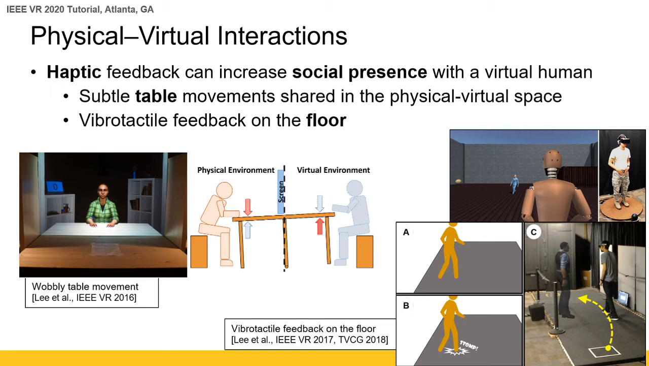And we also found vibrotactile feedback could improve the sense of social presence with the virtual human, both in virtual reality and augmented reality. In these settings, the users could feel the virtual human's footsteps through the vibrotactile feedback on the floor. And with this feedback, they tended to avoid the virtual human while feeling the illusion of the virtual human's physicality.